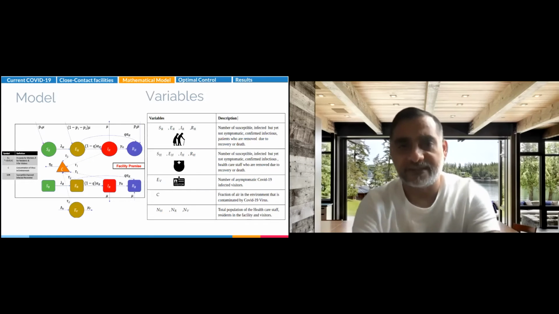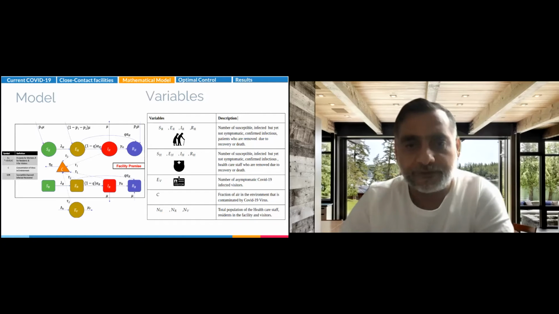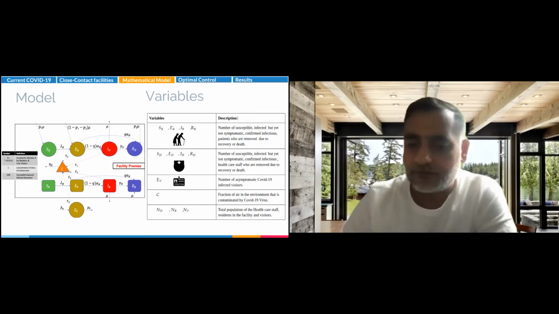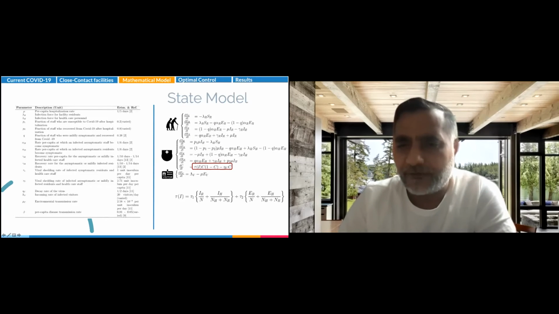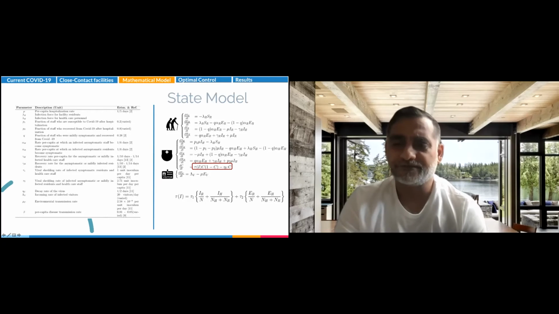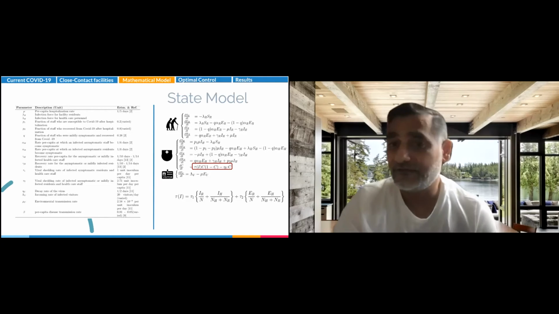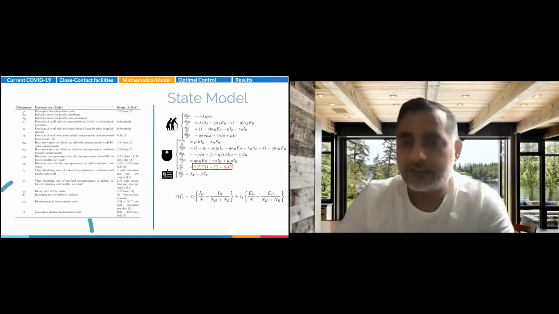It was a very simple SEIR type model, where H stands for healthcare workers, R stands for residents, EV stands for visitors, and C is basically the environmental infection. How the environmental infection works we will come to in a few seconds, but it captures the long-term care facility premises. We use something very well known in spatial modeling in ecology, called the Levins model. It defines the fraction of the space that is infected with pathogens, for example. And we model this transmission using nonlinear functions in these C equations.